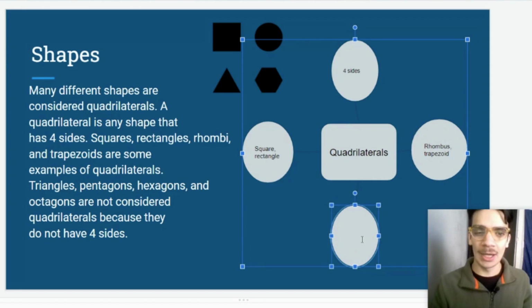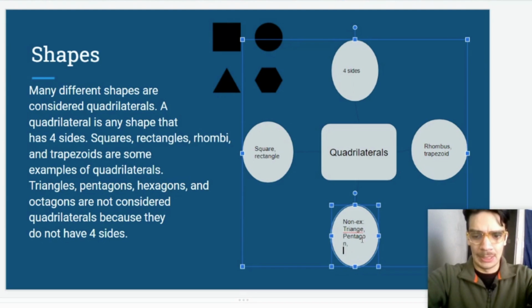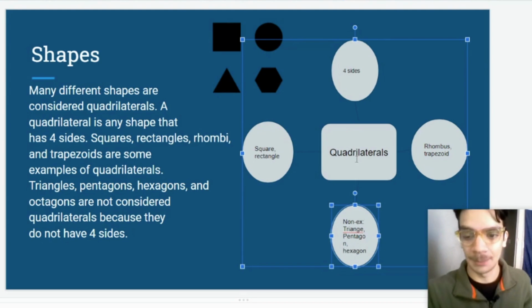And then the text is a little bit specific at the end right here where it tells us things that are not. So some non-examples are things like triangle, pentagon, and hexagon, and a couple more as well.